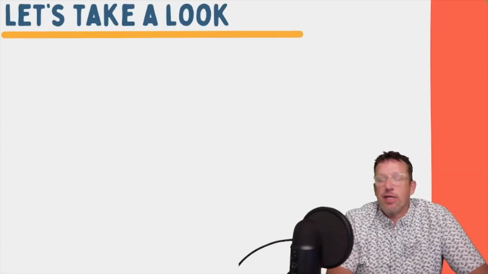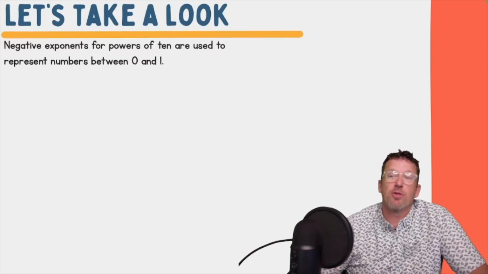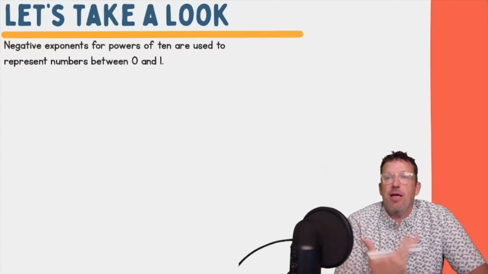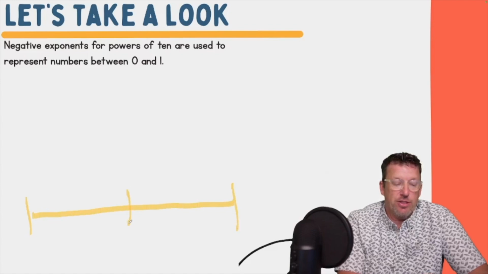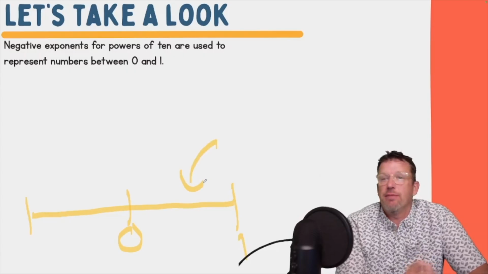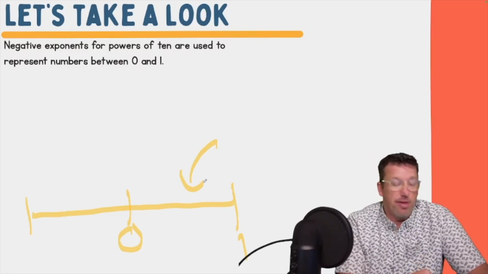So let's take a look at a negative exponent. Negative exponents for the powers of 10 are used to represent numbers between 0 and 1. It's very important that you understand, anytime a number has a negative exponent, if we have a number line, the answer is going to fall somewhere between 0 and 1. It's going to be in this region. Because remember, we're dividing 1 by the number, so it's just going to keep getting smaller and smaller, but it won't pass 0.